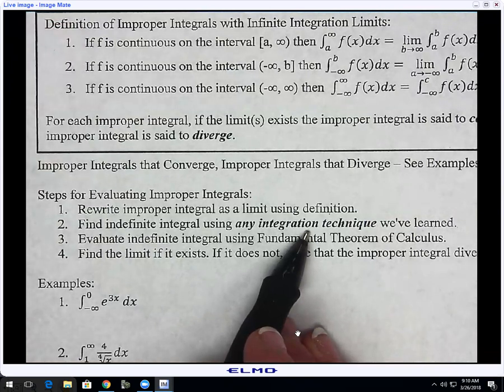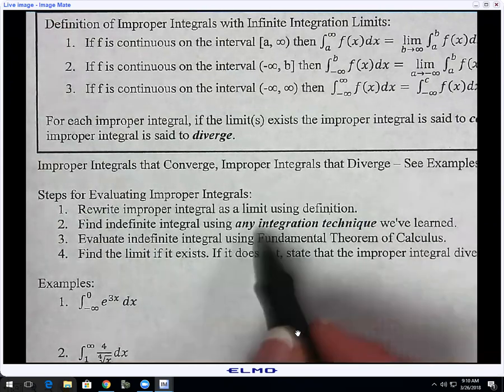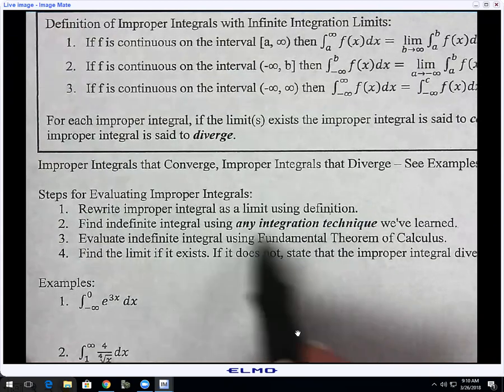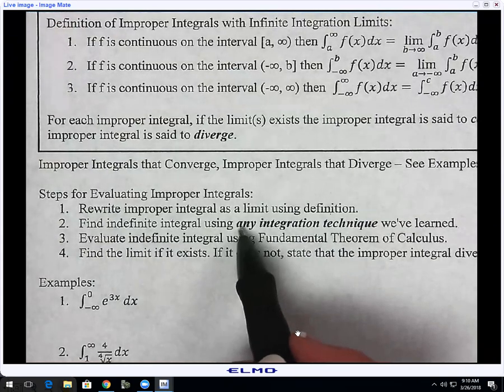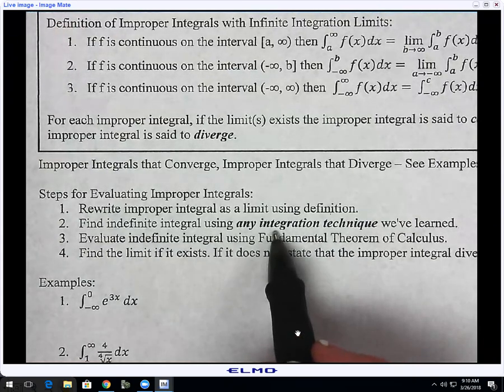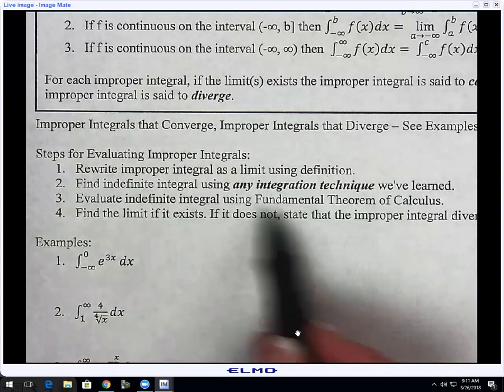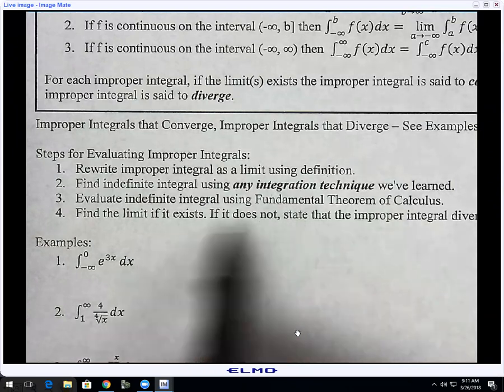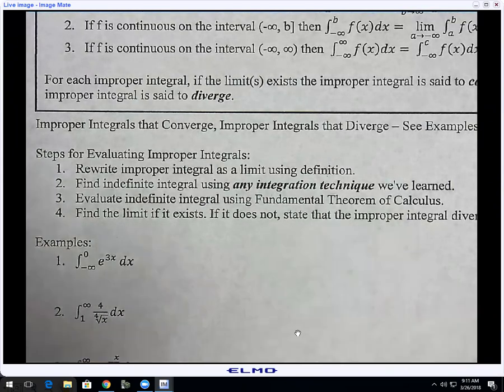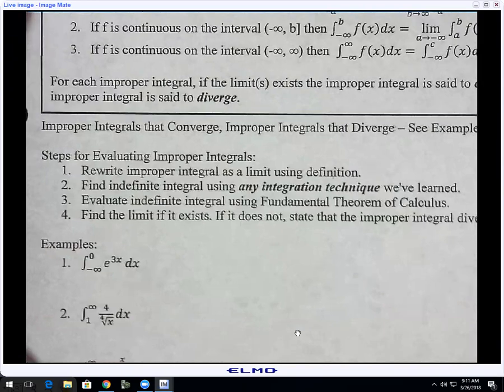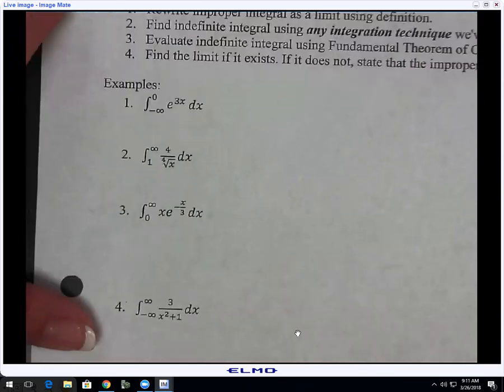There are a couple I had to do integration by parts. One terrible one, I had to do integration by parts twice. So literally any integration technique that we've learned so far could be used in step 2. But once we find the indefinite integral, we apply the fundamental theorem of calculus. We plug in the upper limit b and the lower limit a and get that expression. And then finally, we take the limit of that expression that we got in step number 3. All right, let's see if we can do it.